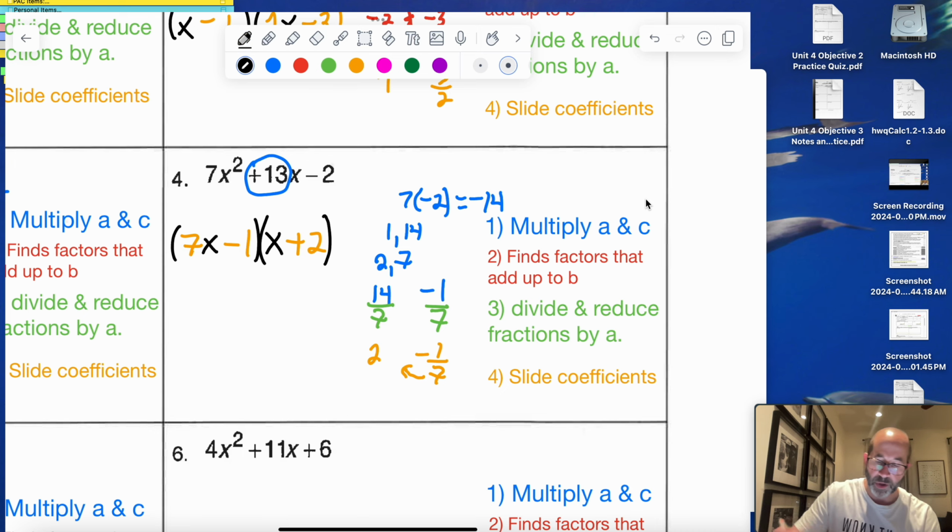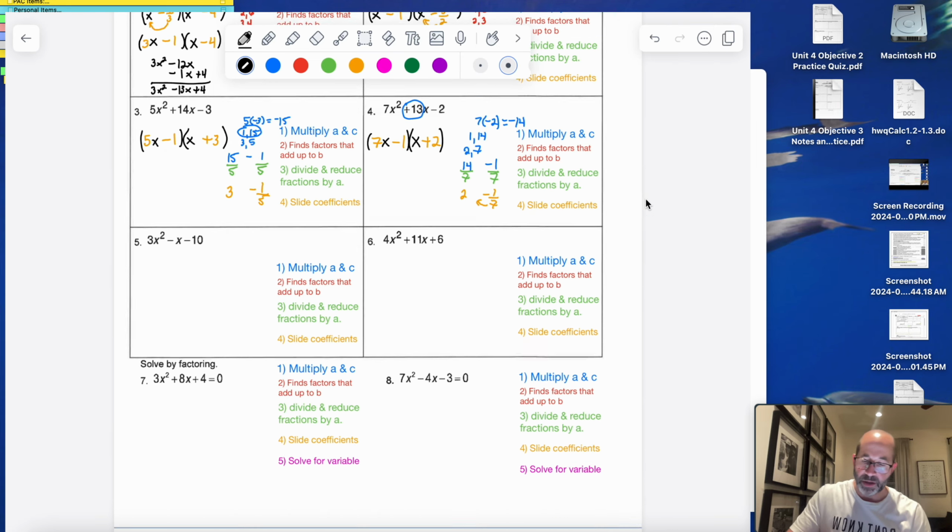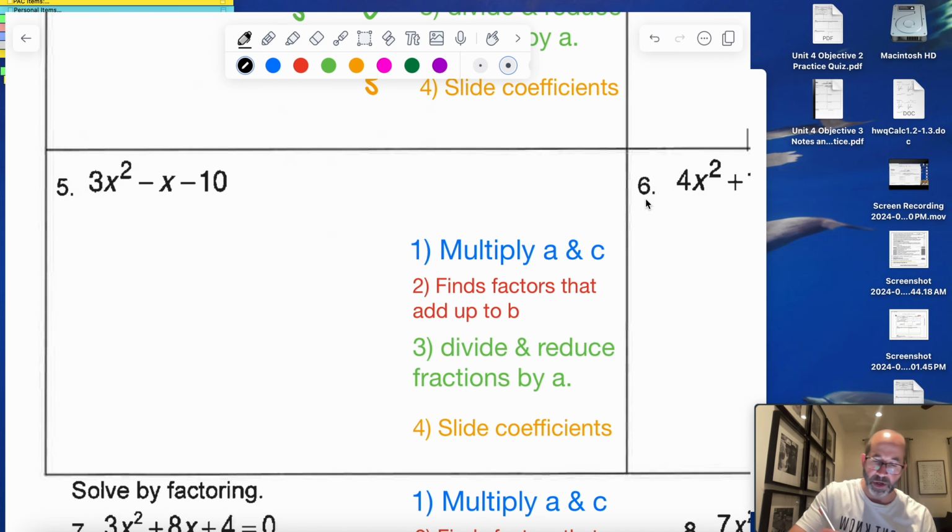Okay, there you go. All right, a couple more here. Number 5, we're going to go ahead and multiply together the A and the C. So we get 3 times negative 10. I'm not going to color code this time. I'm just going to go so you guys can kind of see how quick this is. 3 times negative 10 is negative 30.